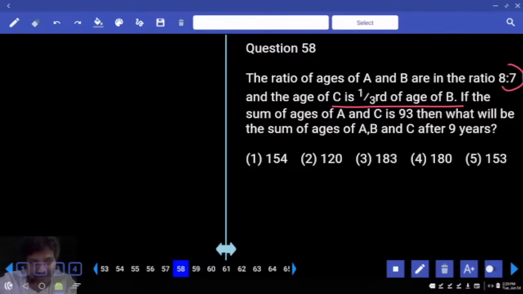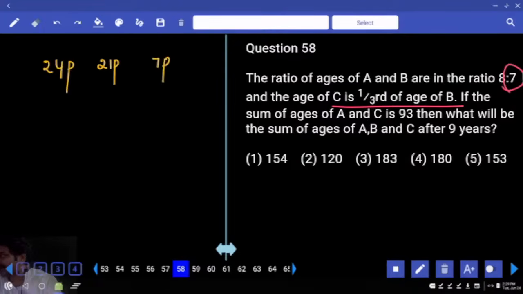How many parts do we have for B? But you know that it has to be a 3 multiple. Because that is not a 3 multiple, let's multiply it with 3. A 24, B 21, C is 1/3 of it, 7. These are the ABC ages. Sum of A and C is 93. Sum of A and C is 31 parts. 31 parts is equal to 93.